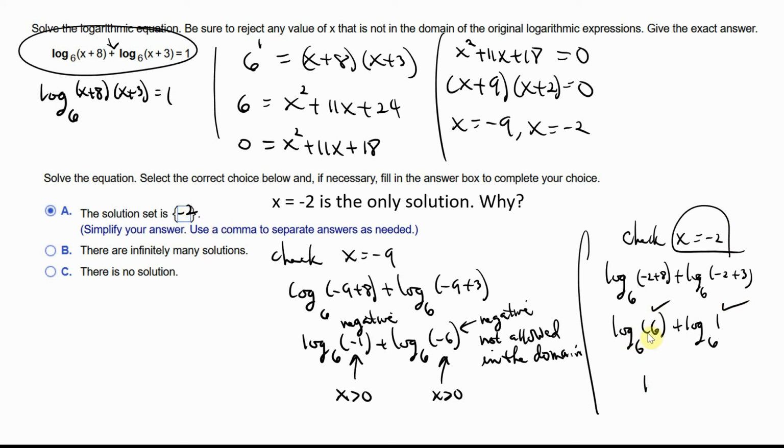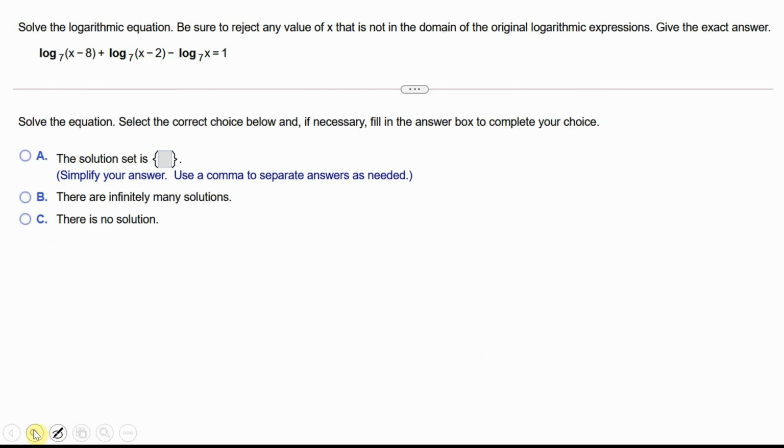But log base 6 of 6 equal to 1. Log base 6 of 1, that means that this is basically 6 raised to the 0 power is equal to 1. So this is just 0. That's why it's equal to 1 right here. So we got two numbers for possible answer, but we checked both of them with respect to our domain. Only one satisfied the domain. So that's why x equal -2 is the only solution. You got to be able to check that, folks.